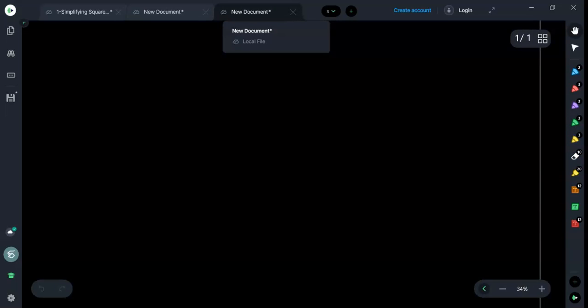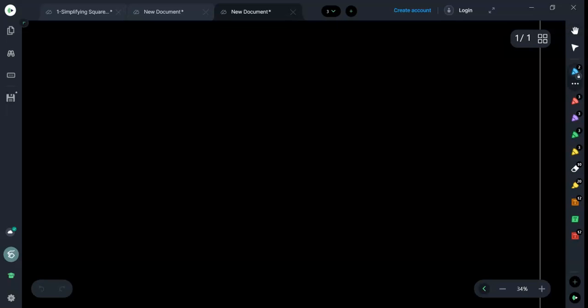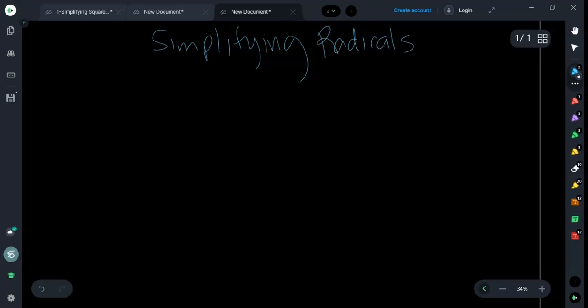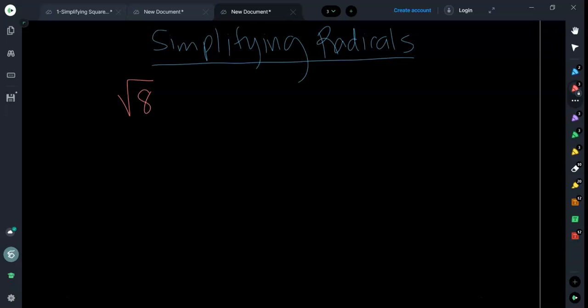So now we're going to look at actually simplifying these radicals. And I'm going to show you a couple of methods on how to do it. So we're going to call this simplifying radicals. For simplifying radicals, a lot of times you'll see something like the square root of 8. And for square root of 8, you'll punch that into your calculator and you'll get 2.8 or 2.9, something like that.